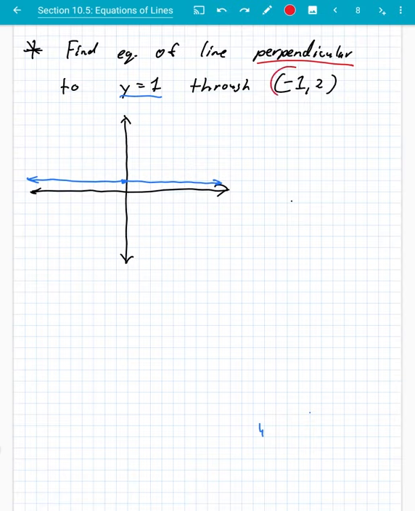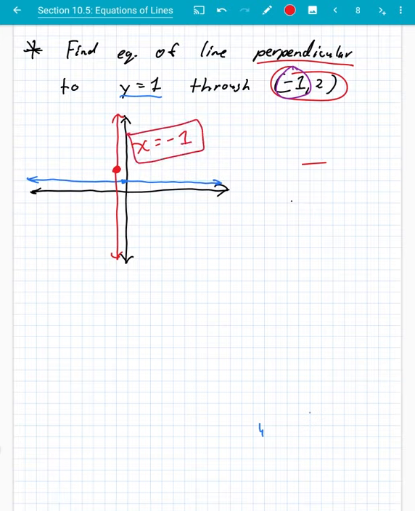It says (-1, 2). So (-1, 2) is right there. So to draw a line perpendicular to that, we go to this dot and we need to draw it the opposite direction. We go vertical. Since it's a vertical line, we have to look at the x-coordinate for it. So that would mean this red line would be x equals -1. That would be our answer for this one.